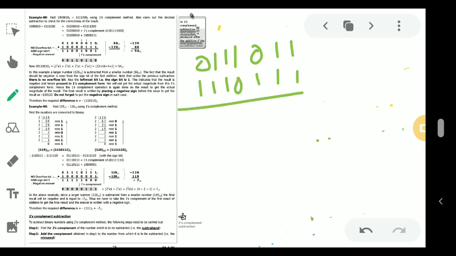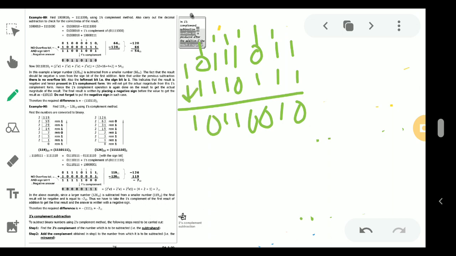So the first number is 0111011, and the 2's complement number is 1110111. Now we are adding: 1 plus 1 is 0, carry 1; 1 plus 1 is 0, carry 1; 0 plus 1 is 1, and carry 1 is there. Again 1 plus 1 is 0, carry 1; again 1 plus 1 is 0, carry 1; 0 plus 1 plus 1 is 0; 0 plus 1 is 1, and carry is 1. Again 1 plus 1 is 0; 0 plus 1 is 1, carry 1. Again 1 plus 1 is 0, carry 1, and that particular carry I have brought down.